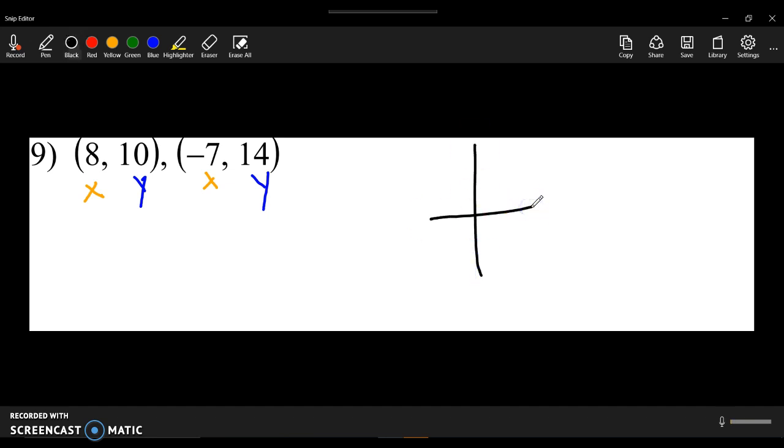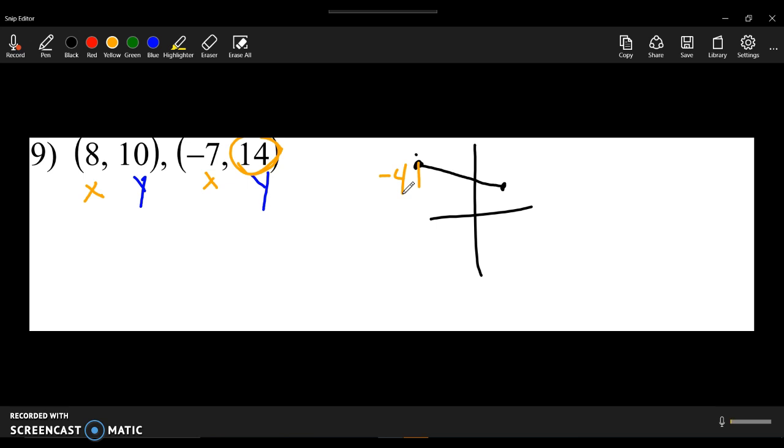So I'm going to draw my coordinate axis. This one's over at -7 and up at 14, so it's right about there. And this one is over 8 and at 10, so right about here. Okay, and I'm just sketching these. They're just a generalization. And then I think about how much down I have to go. Well, if I'm starting up at 14 right here, and this is at 10, to go from 14 to 10, I'd have to go down 4.